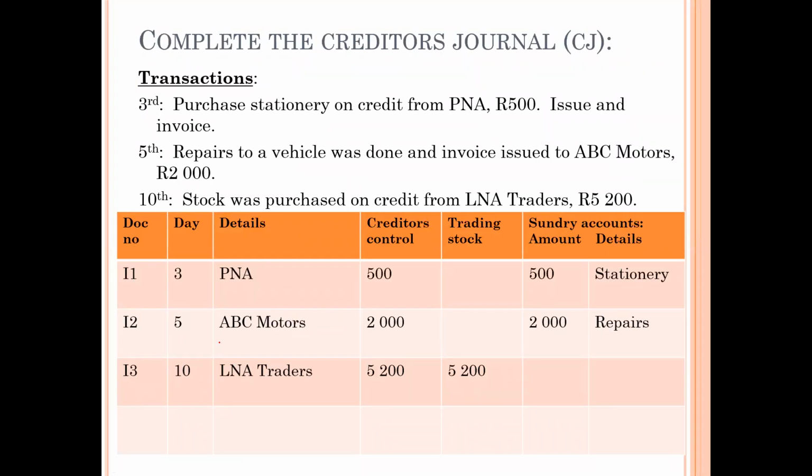And then if we look at this one, same thing, but just remember here what I've said, you need to add up the columns still. So creditors control, you need to add it up to get the total at the bottom. The same you do with trading stock and the same you do with your sundry accounts.